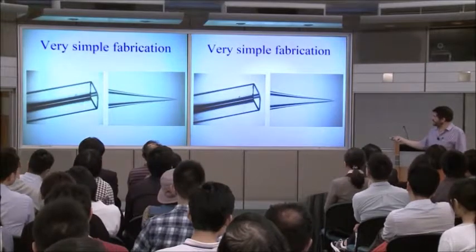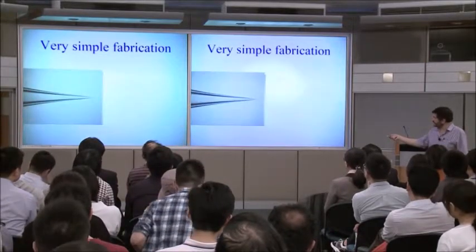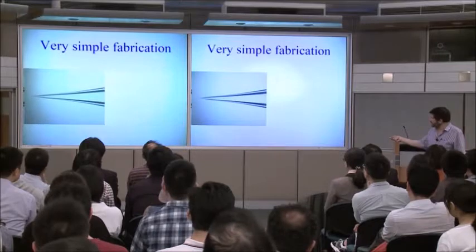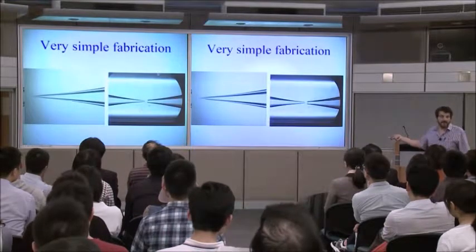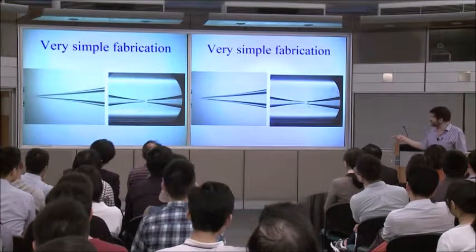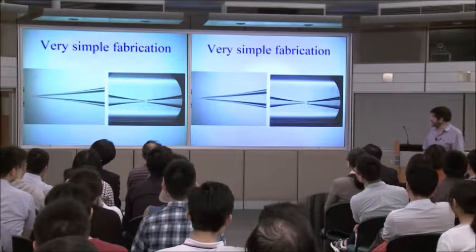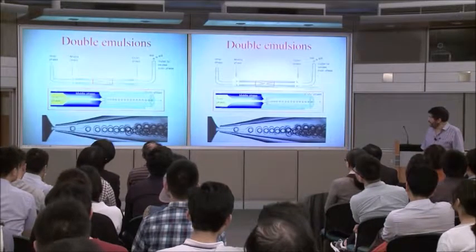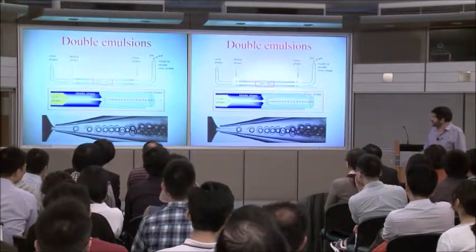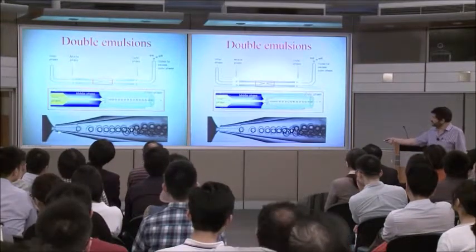So again, it's very easy to make this. Take a second capillary, align that. You can align it very well. Now you can see in the microscope, you can align this very, very simply. You can make this in a very simple way. And this is what it looks like. This is the way it works. Here's the two fluids. You can see they're collecting.